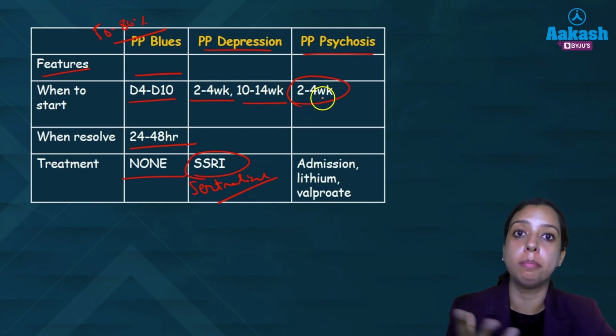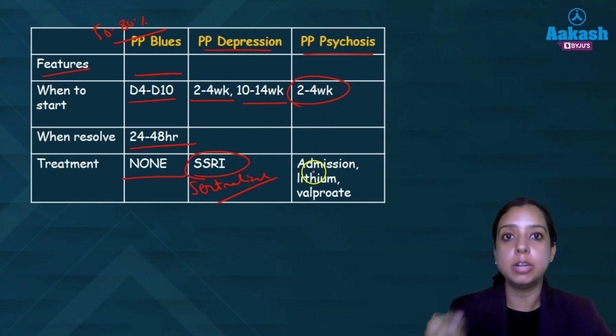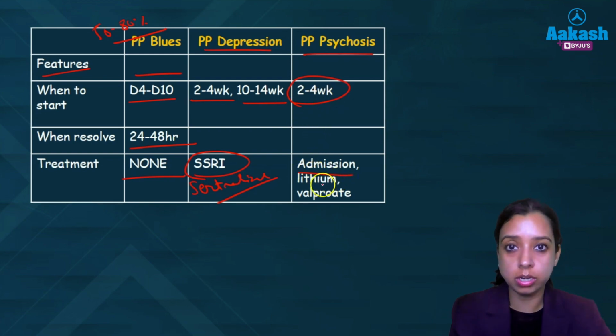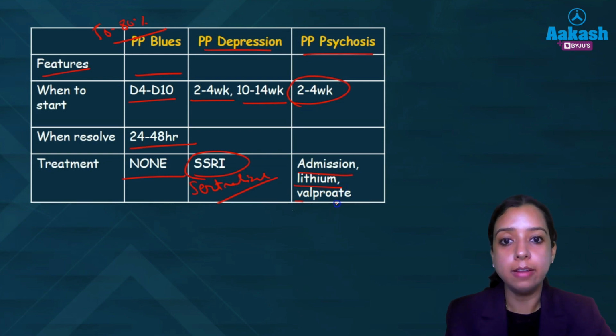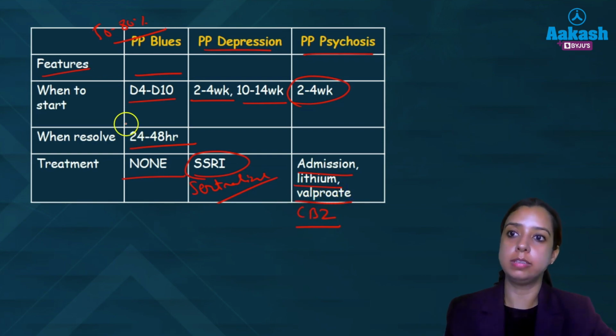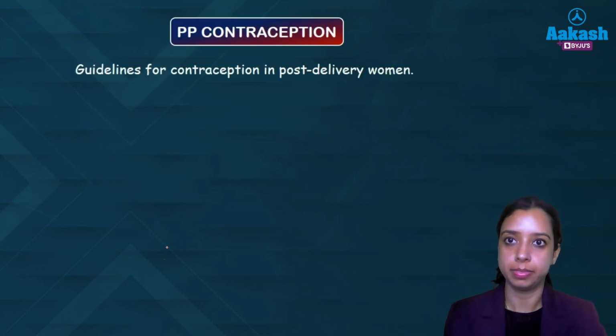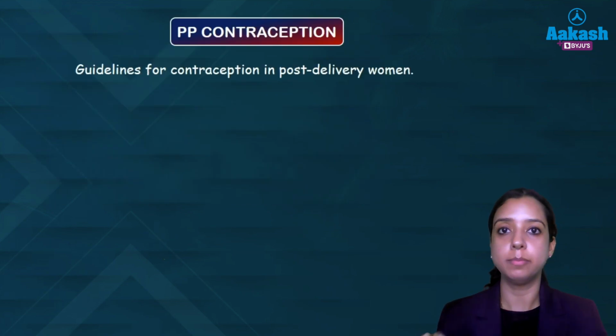Patient will have mania or bipolar features, right? It's an emergency. Patient will need immediate admission. Lithium might be started, and valproate, even carbamazepine. Okay, so this is how you differentiate the 3 of them. Last words about postpartum contraception.